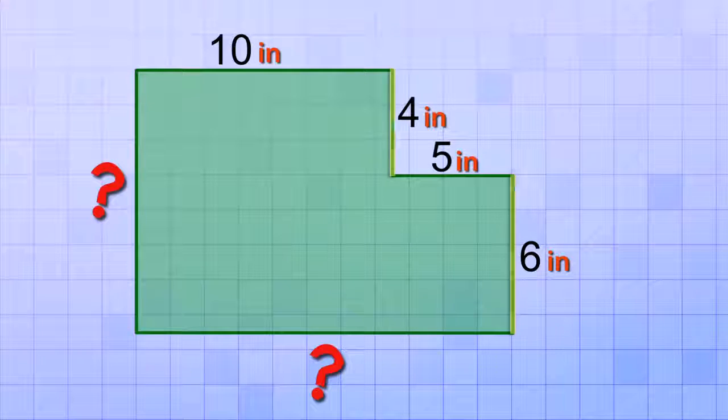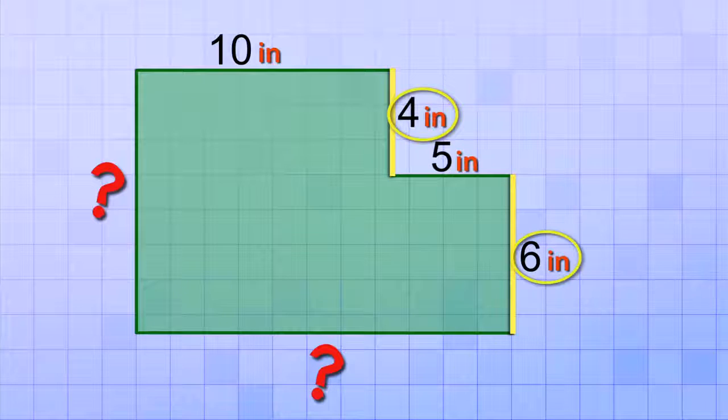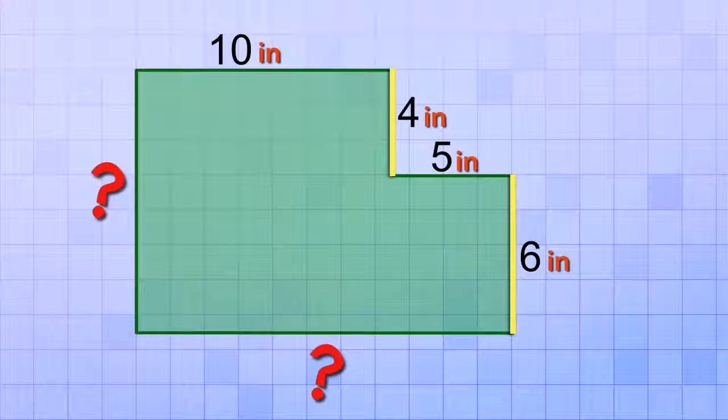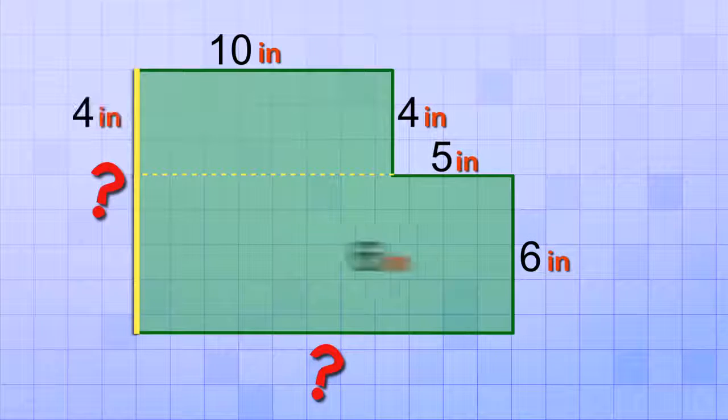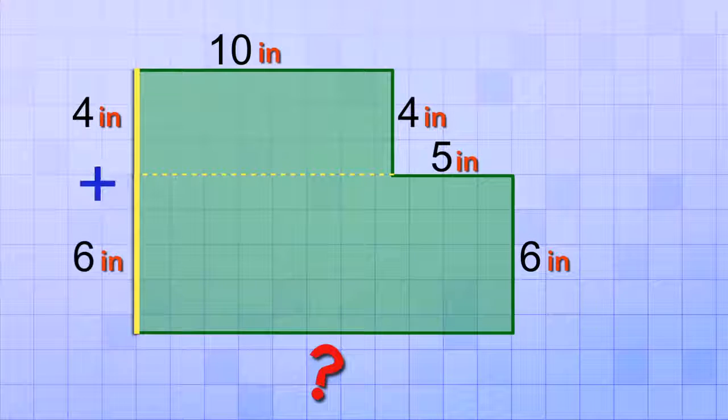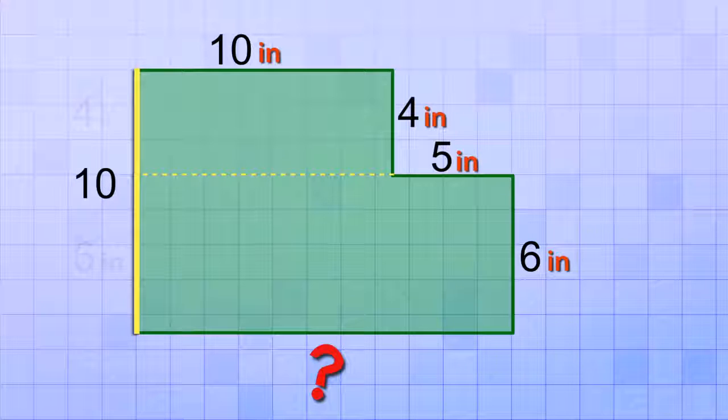Look closely at the 2 vertical sides that we do know the lengths of, 4 inches and 6 inches. Now, imagine that those 2 vertical sides could be moved straight across to the other side, the side that we don't know the length of. By doing that, you can see that the missing length would just be the combination of the 2 vertical lengths that we do know, 4 inches and 6 inches. And since 4 plus 6 equals 10, the missing vertical side must be 10 inches long.